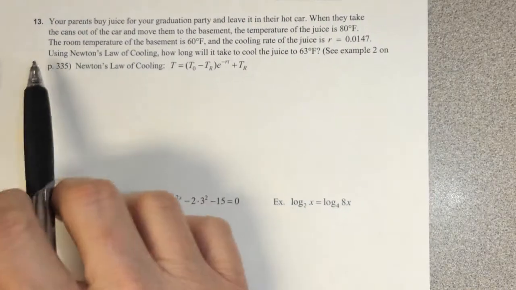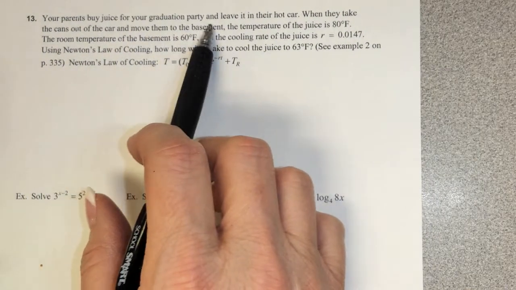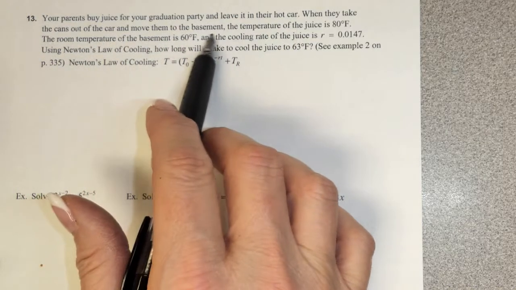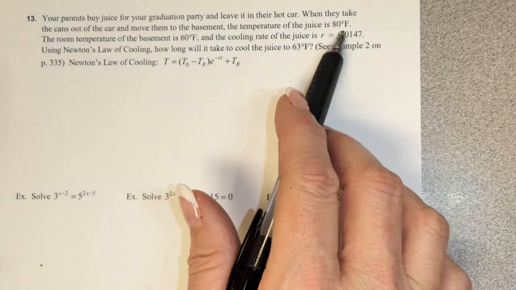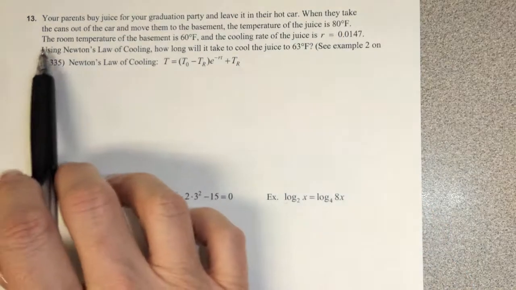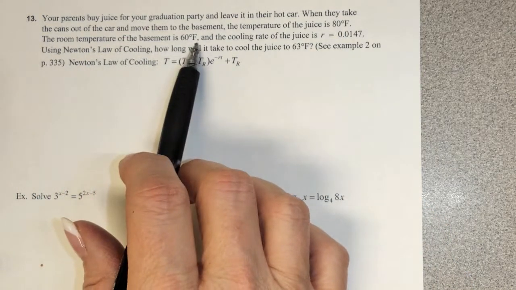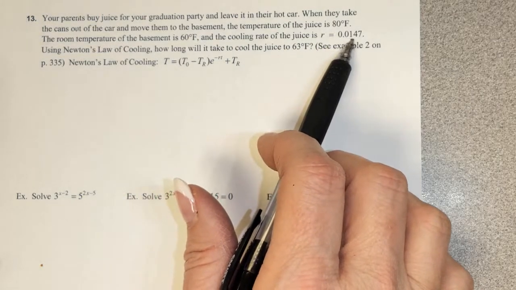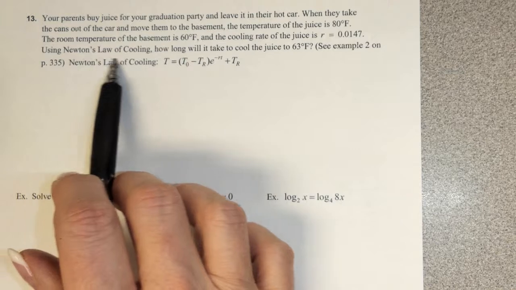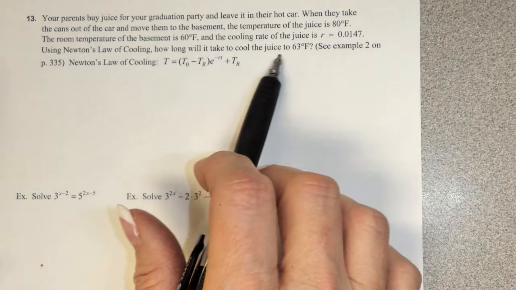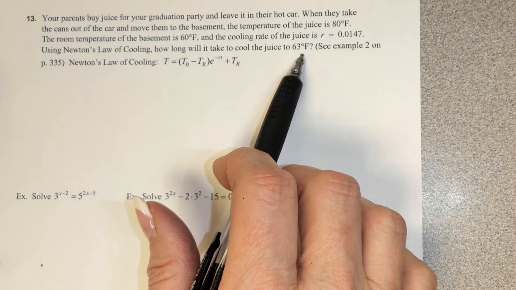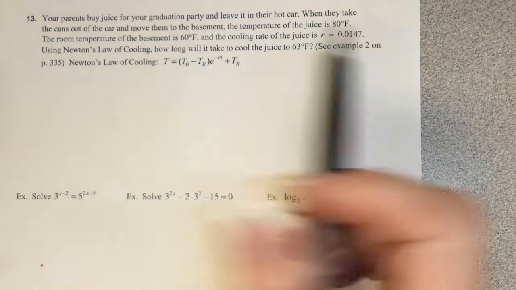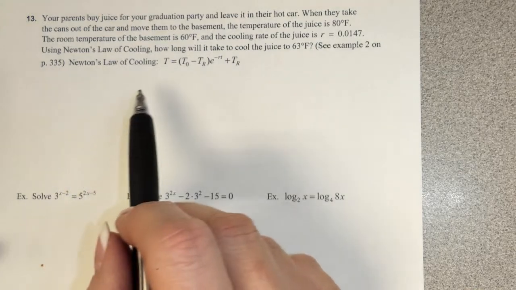All right. If your parents buy juice for your graduation party and leave it in their hot car, when they take the cans out of the car and move them to the basement, the temperature of the juice is 80 degrees Fahrenheit. The room temperature of the basement is 60 degrees Fahrenheit, and the cooling rate of the juice is r equals 0.0147. Using Newton's law of cooling, how long will it take to cool the juice to 63 degrees Fahrenheit? And it says you can see the example to see how to do it. But we just did this because you guys asked to see this problem.